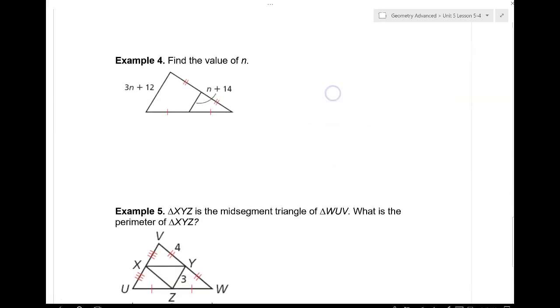All right. So next one. Find the value of n. What do you guys know? When you look at this diagram, what do you know?